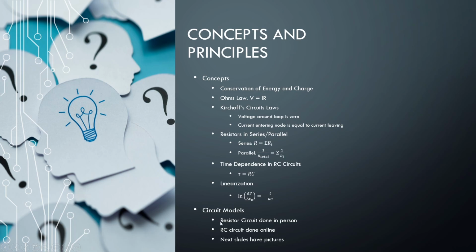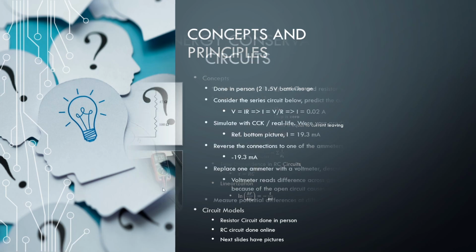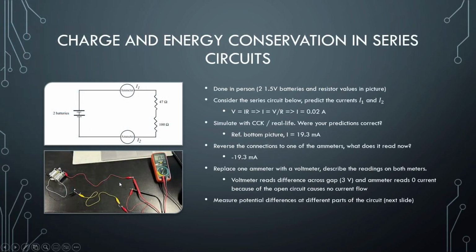to the end. And our circuit models, as stated before: the first one I did in person, the second one online, and the first one is right here, which I did in person at the bottom. We had two 1.5 volt batteries and resistor values of 47 and 100 ohms, and we started out by predicting the I1 and I2 in the top photo, and we got 0.02 amps using Ohm's law. When we did it in real life, we got 19.3 milliamps, which you can see on the bottom, which is close enough. And if we reverse the connection to that ammeter, we get negative 19.3, as you should.